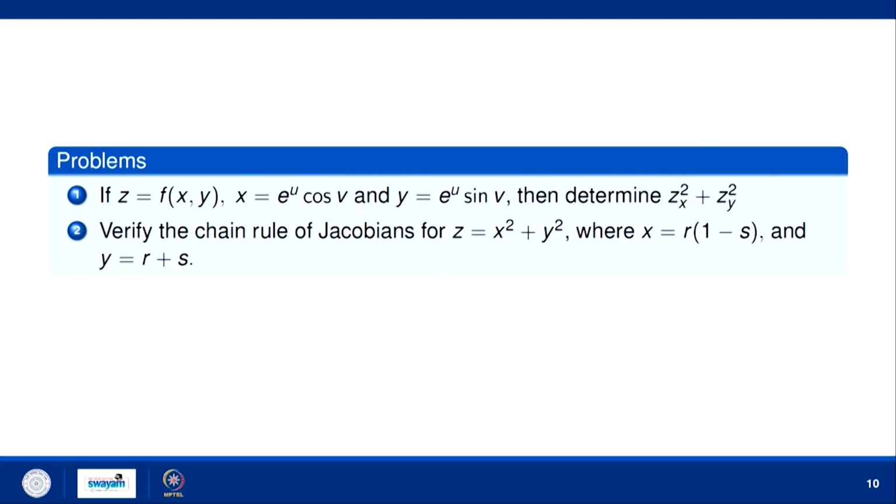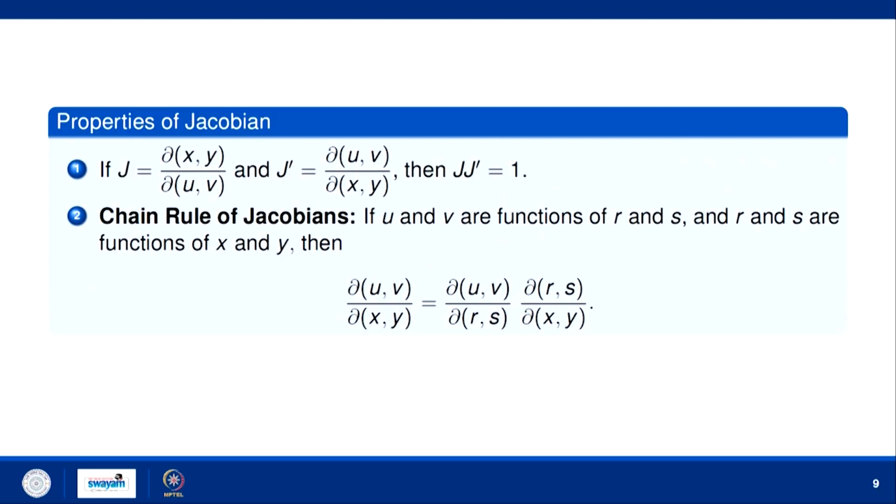Now, come to the properties of Jacobian. The first property is that if J denotes del of x y upon del of u v and J dash denotes del of u v upon del of x y, then this into this is always 1. See, Jacobian is a determinant which is simply a real number. So, if Jacobian is not equal to 0, then this into this is 1. I am not going to prove this over here, but I am simply illustrating that these are a few properties of Jacobian. Now, the chain rule also holds in Jacobian. So, what is that?